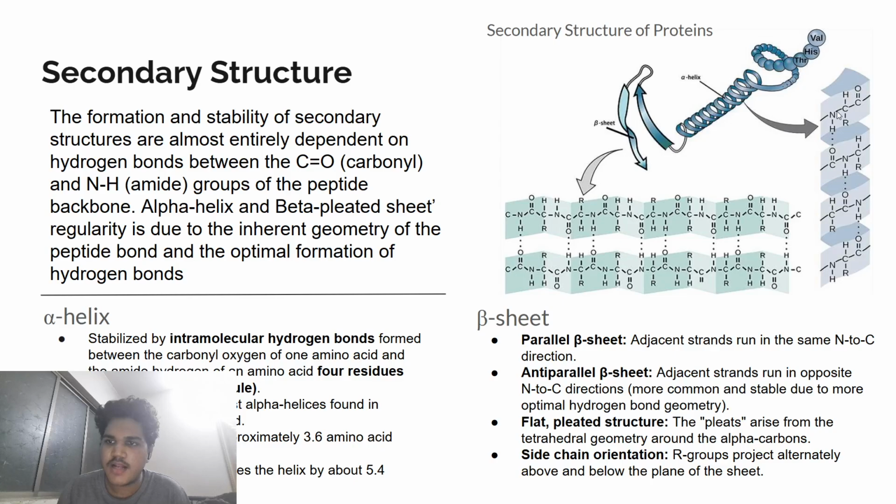From these, the alpha helix is stabilized by intramolecular hydrogen bonds between the carbonyl oxygen of one amino acid and the amide hydrogen of another amino acid 4 residues down, the i plus 4 rule. So the i plus 4 rule is what helps in forming these even helices. It is a right-handed coil. Most helices found in proteins are right-handed, with approximately 3.6 amino acid residues per turn.